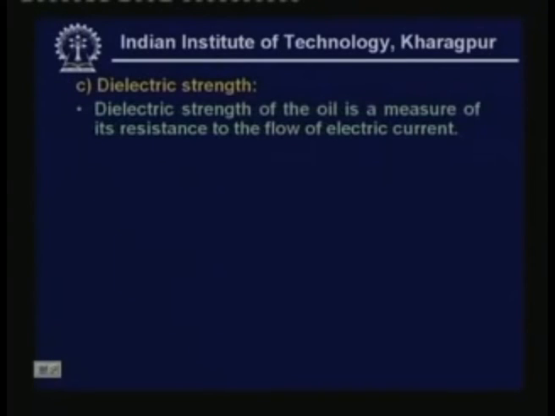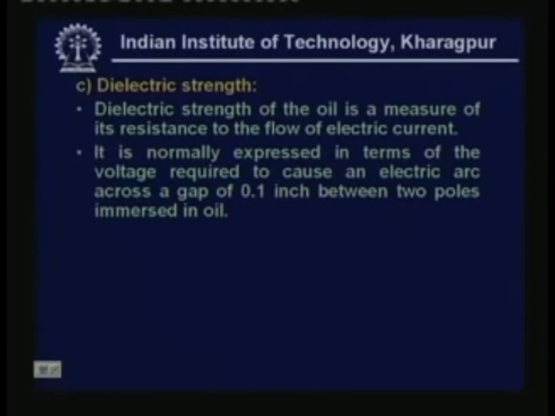Now let us look at dielectric strength. As you know, dielectric strength of the oil is a measure of the resistance to the flow of electric current. And in refrigerant compressor, it is normally expressed in terms of the voltage required to cause an electric arc across a gap of 0.1 inch between two poles immersed in oil. So this is how it is measured in case of refrigerant compressor. That means you maintain a gap of 0.1 inch between two poles, and you immerse these poles in oil and then measure the dielectric strength.